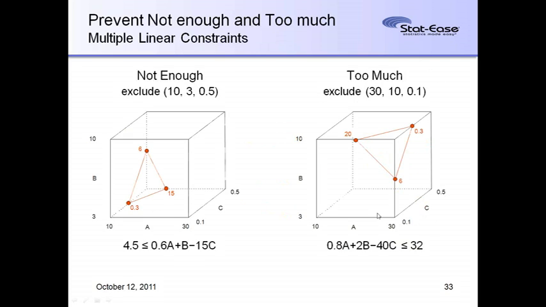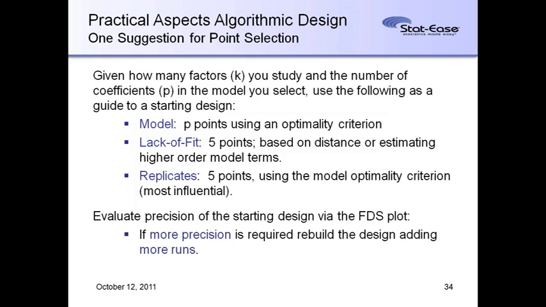Okay, so we end up with knowing what these points are. We can write an equation that prevents us from moving outside that constraint plane toward either vertex. Okay. Now, what we want to do is we need to build a design. So here's a suggestion for a practical algorithmic design.